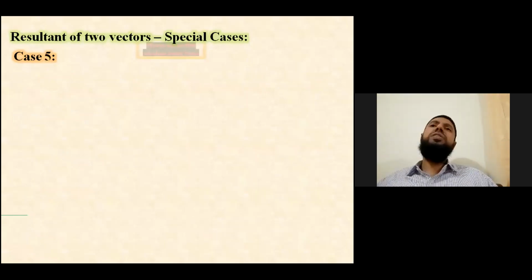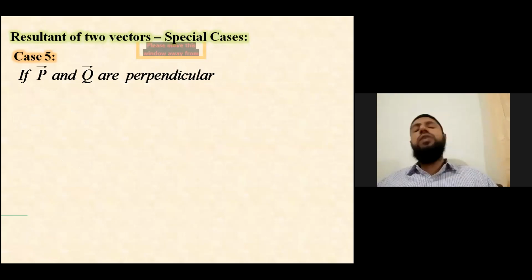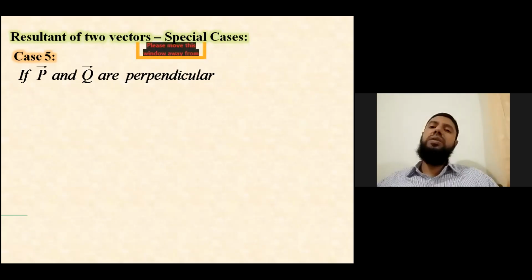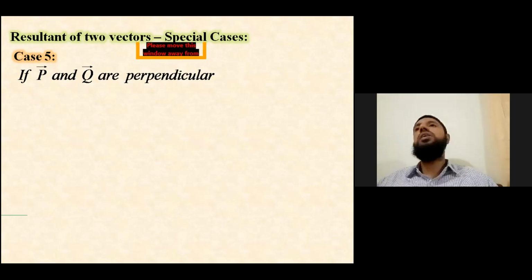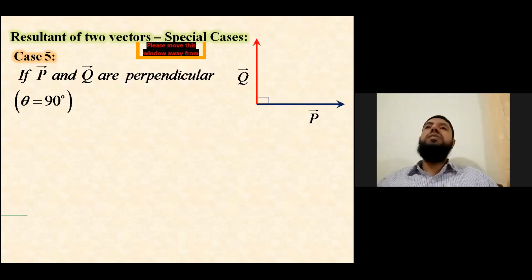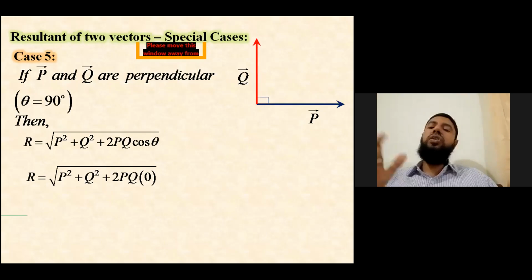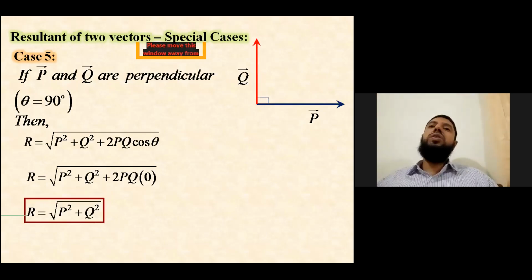Then let's have the next case in which the two vectors are perpendicular to each other. ಇದು ಕೂಡ ಬಹಳಷ್ಟು ಕಡೆ ನಾವು ಕಾಣ್ತೀವಿ. Especially under rotational motion, we'll have so many concepts where the two vectors are perpendicular. If I'm having two vectors perpendicular, then the magnitude of the resultant will be given by square root of P square plus Q square. Theta 90 ಆಗೋದ್ರಿಂದ cos 90 becomes 0. Then the resultant is square root of P square plus Q square.